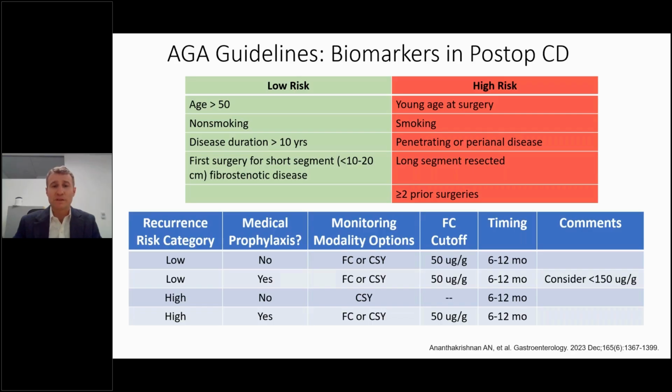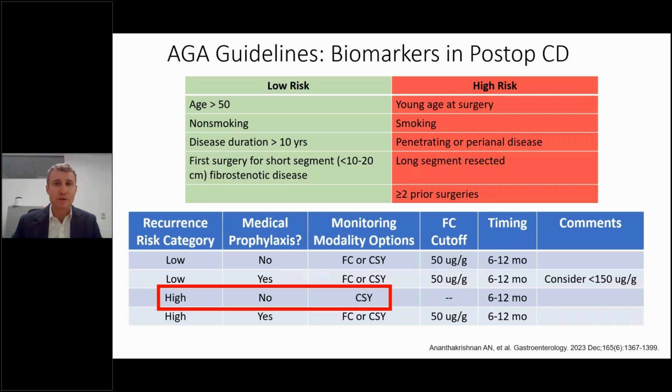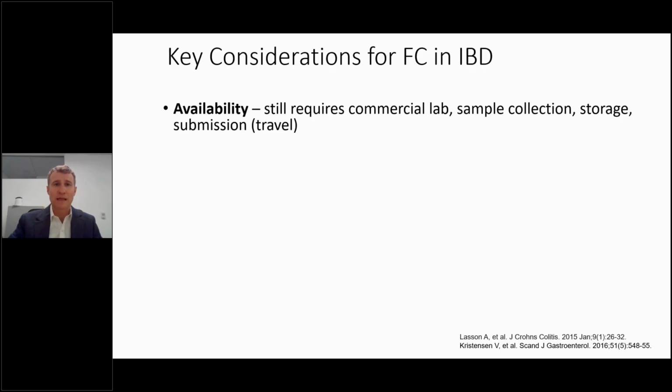If you're on prophylaxis, again, you can actually follow a calprotectin-based monitoring algorithm, and if it's normal, potentially obviate the need for a colonoscopy. The only population where they still recommend and don't give the option for fecal calprotectin monitoring is this high-risk population that is not on medical prophylaxis.